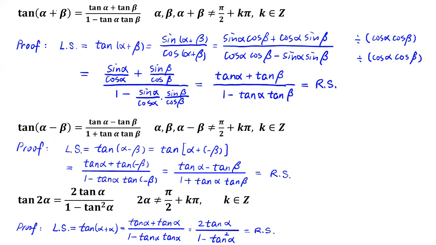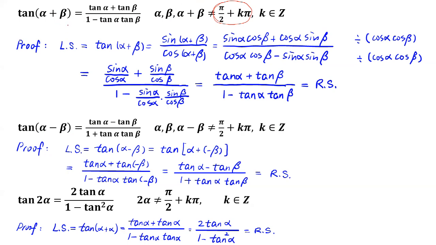Okay, first one, tangent alpha plus beta equals tangent alpha plus tangent beta over 1 minus the product of tangent alpha and tangent beta. Of course, alpha, beta, and alpha plus beta are not half pi plus k pi, because these values will make the denominator 0, right? So we need to ensure that all of the angles here are in the domain.